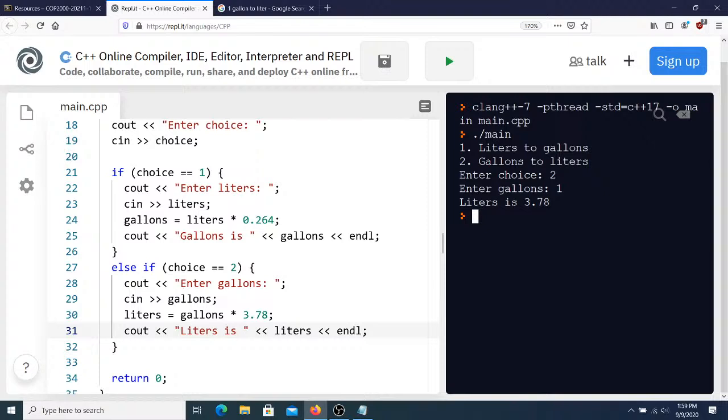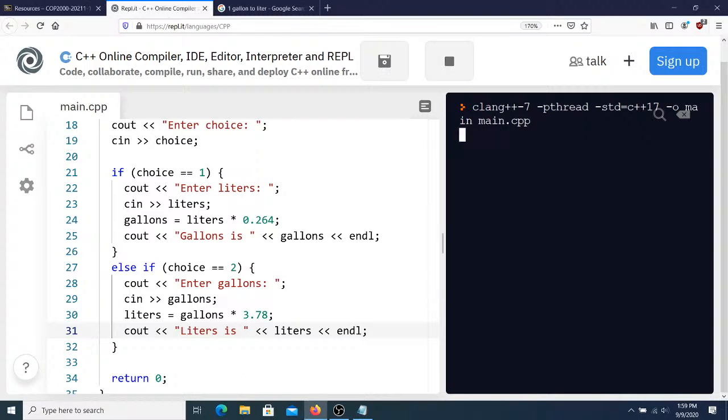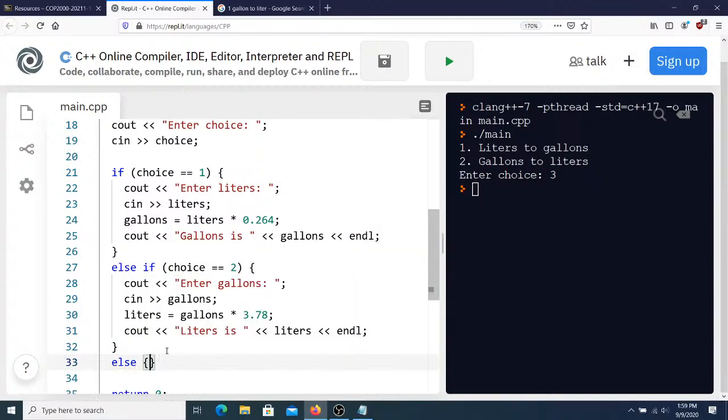And again, that makes sense because 1 gallon is probably going to be a bunch of liters, right? Because it's larger. So that passes a quick sanity check. If we enter in an invalid choice, like 3, it silently fails. So what do we want? The else.